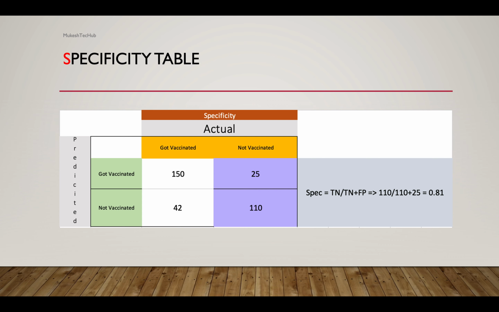Here, true negative is 110 divided by 110 plus false positive. False positives are 25. If you look into the confusion matrix table, you will get to know which column refers to which parameter, like true positive, true negative, false positive or false negative. And if I calculate this, I'll get 0.81. That means specificity tells that 81% of people still have not got any vaccine. They are in the queue, right? So this is about the specificity, guys.